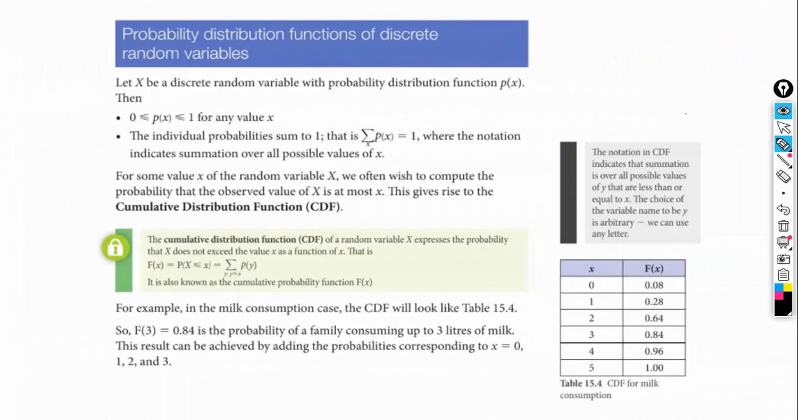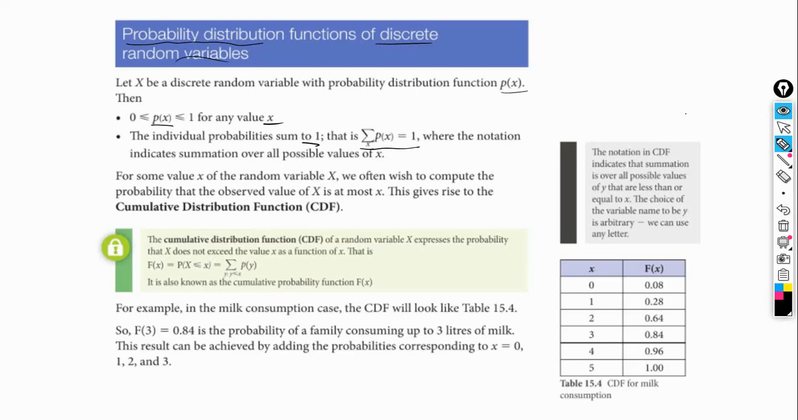Now let's take a look at probability distribution functions of discrete random variables. Let uppercase X be a discrete random variable with probability distribution function P of X. Then P of X will be between 0 and 1, including 0 and 1, for any value X. The individual probabilities have to sum to 1. That is, in sigma notation, the summation over all possible values of X.